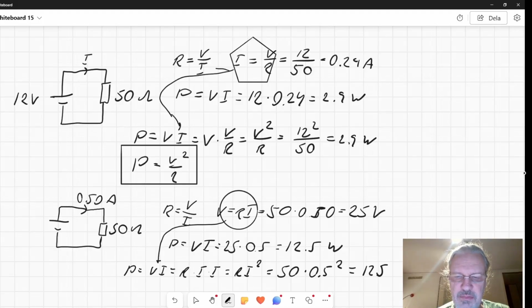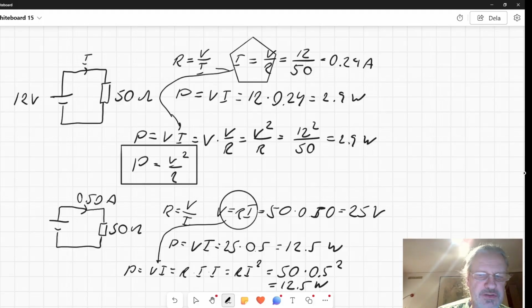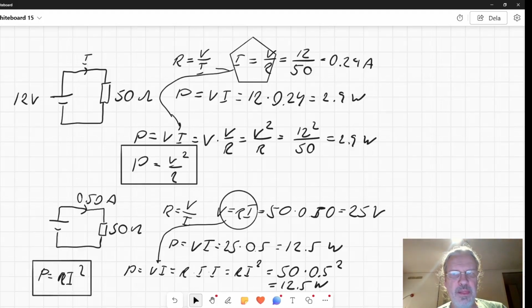I write it down here. Equals 12.5 watts. And yet again, we have a nice formula, power equals R times I squared, which in itself can be quite a useful formula.